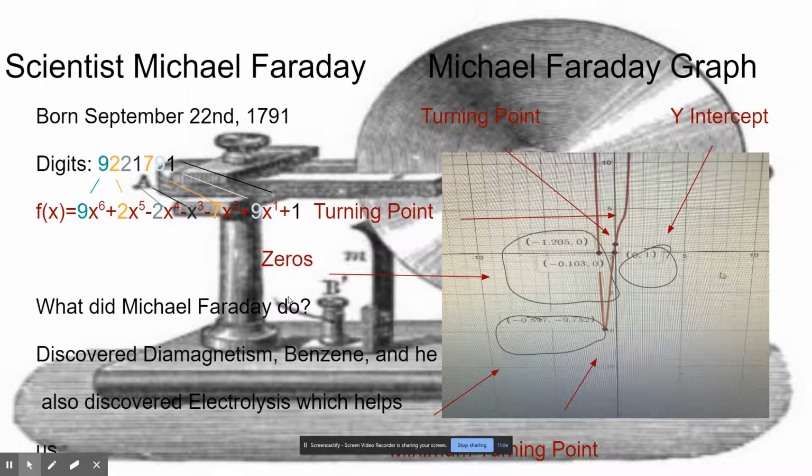So for a quick understanding of Michael Faraday, he discovered diamagnetism, which is a quantum mechanical effect that occurs in all materials causing repulsive force. He also discovered benzene, which is a highly flammable chemical, and he also discovered electrolysis, which is being able to remove any unwanted effects on your body.